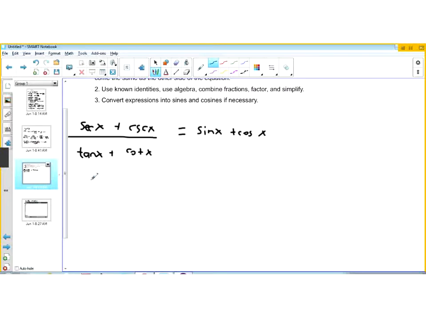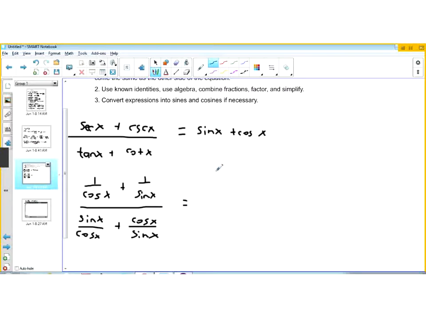All right, so we can take the left-hand side and replace the reciprocal functions with their definitions in sine and cosine. So secant x is 1 over cosine x. Cosecant x is 1 over sine x. Tangent x is sine x over cosine x, and cotangent x is cosine x over sine x. Okay, and then we proceed to simplify that.